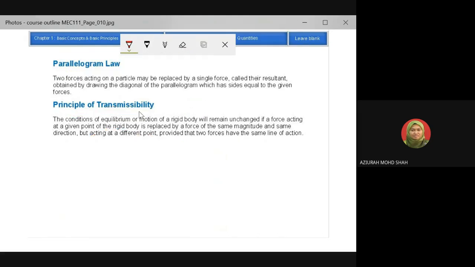Okay. Principle of transmissibility. If you read this carefully, it says the condition of equilibrium or motion of a rigid body. Okay. If it's motion, you must know that there's no acceleration, it is in constant velocity. Will remain unchanged if a force acting at a given point of a rigid body is replaced by a force of the same magnitude and same direction.